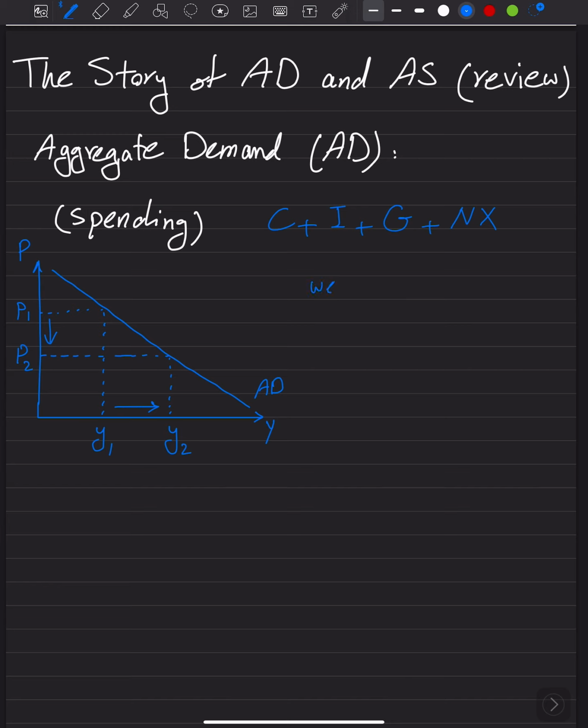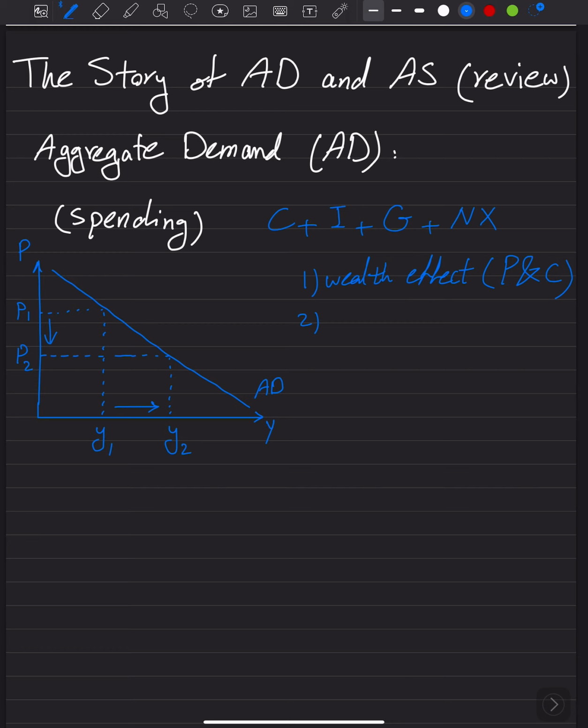The wealth effect, which shows the relationship between the price and the consumption of the people. When the price goes up, it signals the people that they are not as rich as before, so they spend less. And when the price goes down, they are going to spend more.